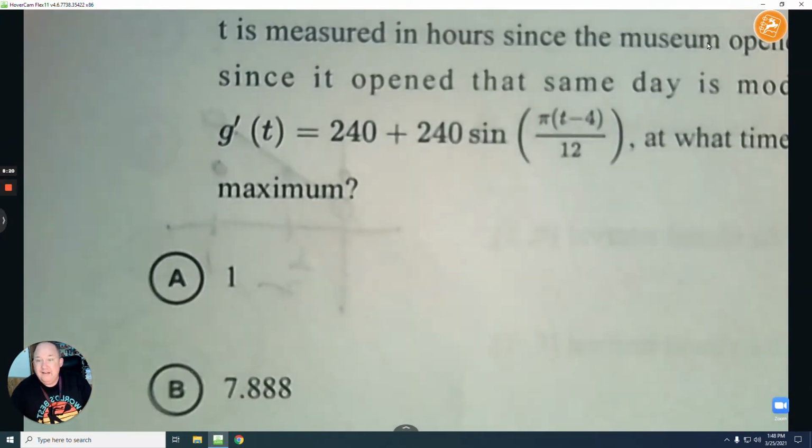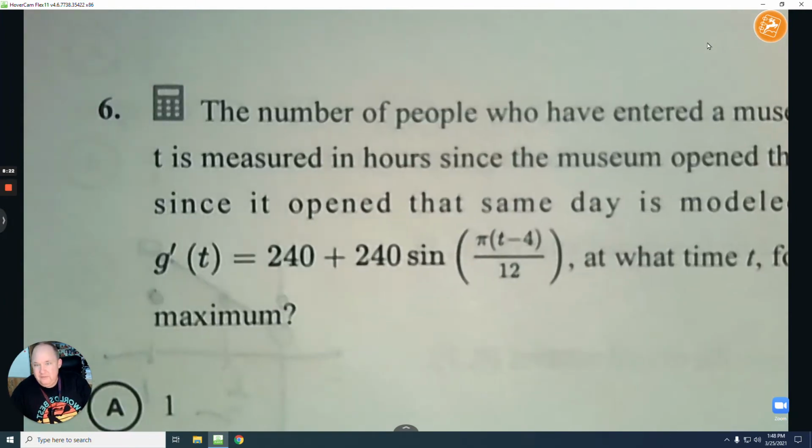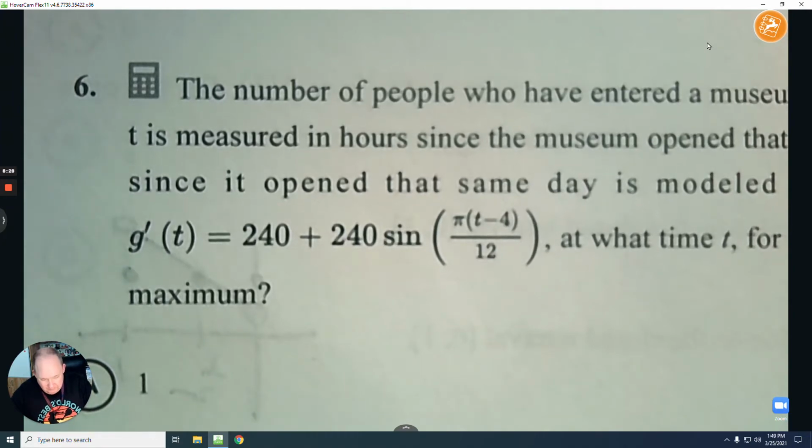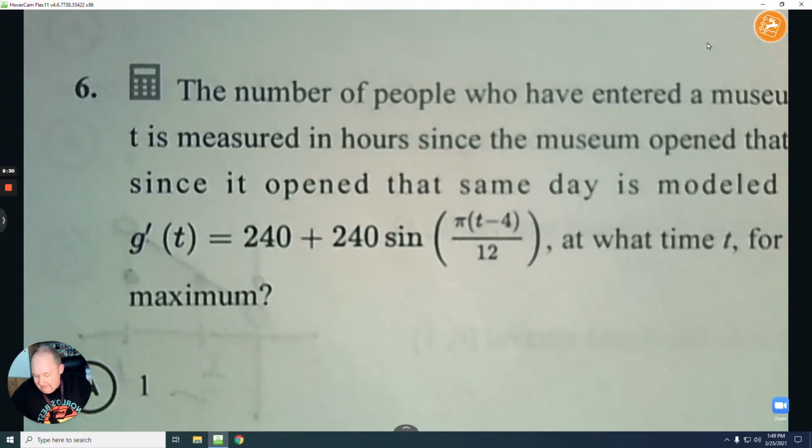Number 6, a calculator question. I like calculators. The number of people who have entered a museum on a certain day is modeled by that function where t is measured in hours since the museum opened that day. The number of people who have left the museum since it's open that same day is modeled by g.